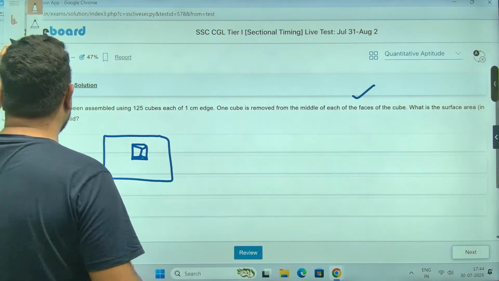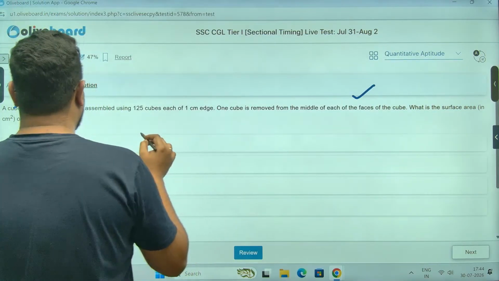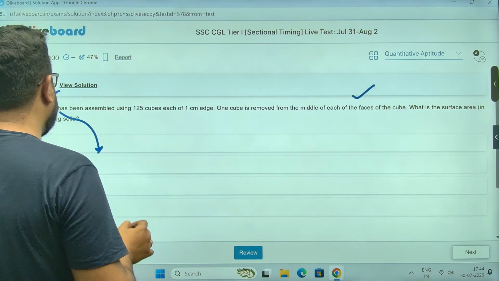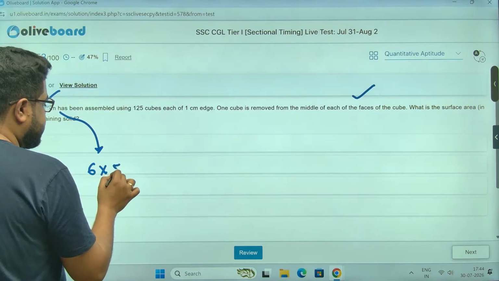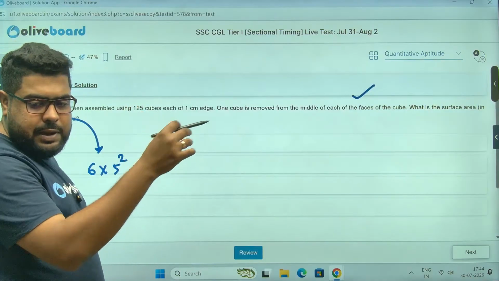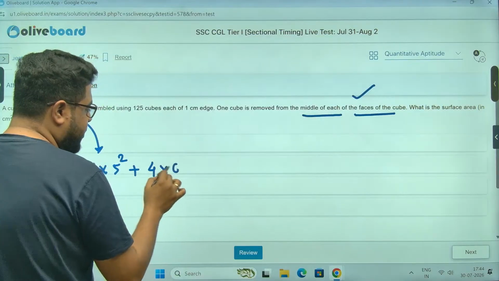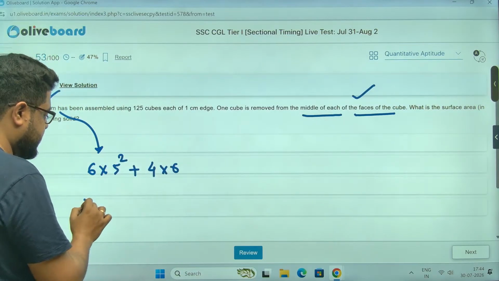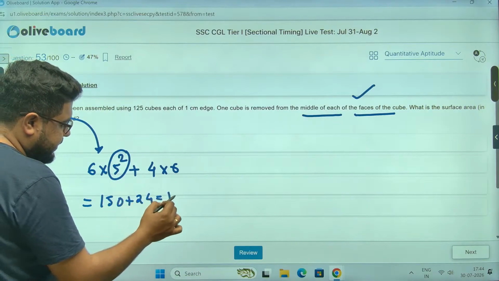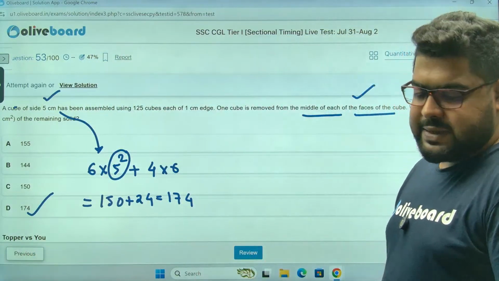So that means what will happen over here is 125, 5 centimeter cube. Okay. So surface area of the solid will be 6 times 5 square, plus 4 surfaces each for all the removed cubes. And there are 6 removed cubes, middle of each of the faces, meaning I have done that from all 6 surfaces. So this will increase. So this is 25 times 6 is 150 plus 24. 174 is the correct answer. Option number D once again.